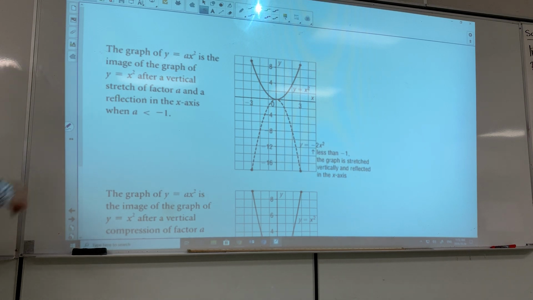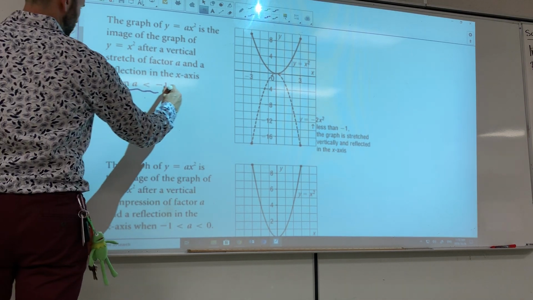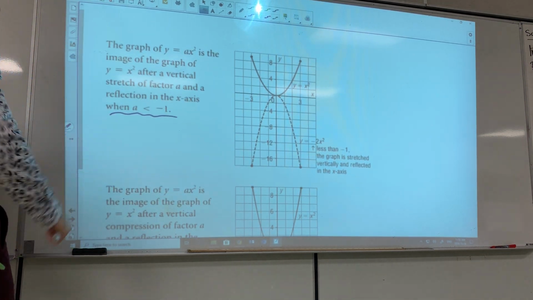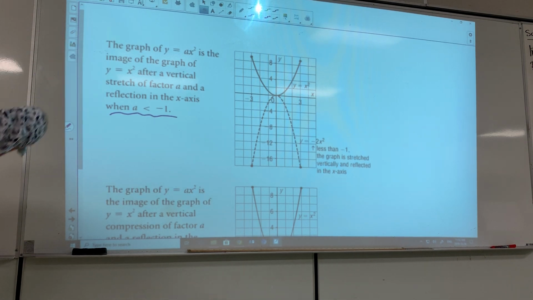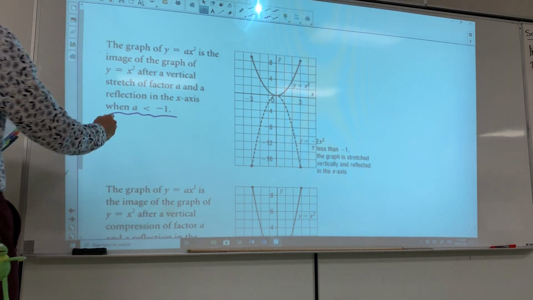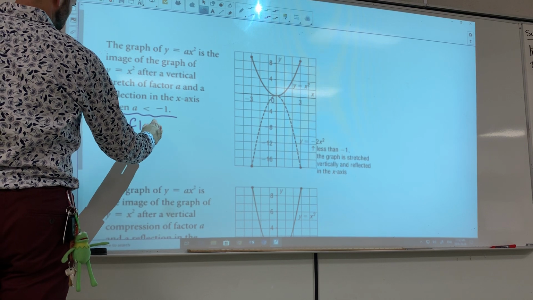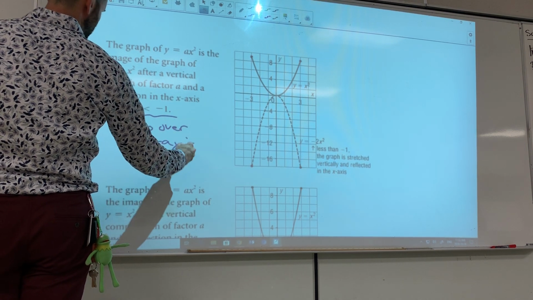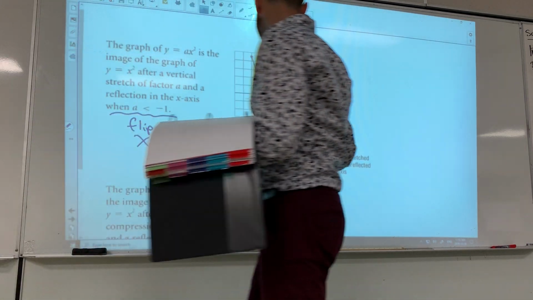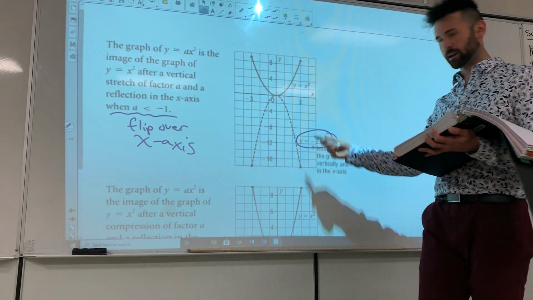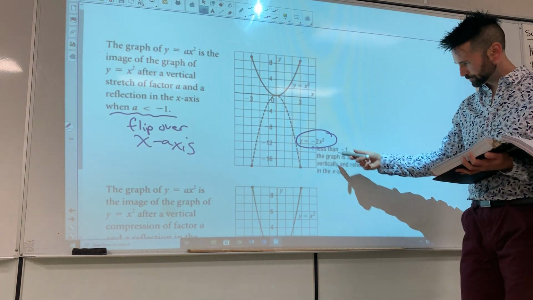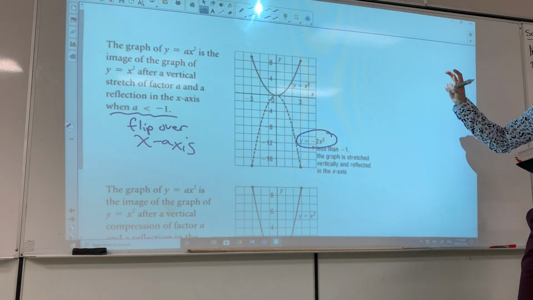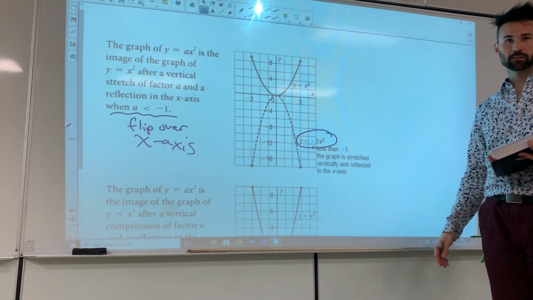We saw this yesterday as well, so I'll spend a little less time here. If a is less than -1, basically I'm just pointing out that you get a flip over the x-axis as well. At the end of the day, you still just take whatever the a value is and multiply your y values by it. So if it was -2, I would simply take my y values and multiply them all by -2.